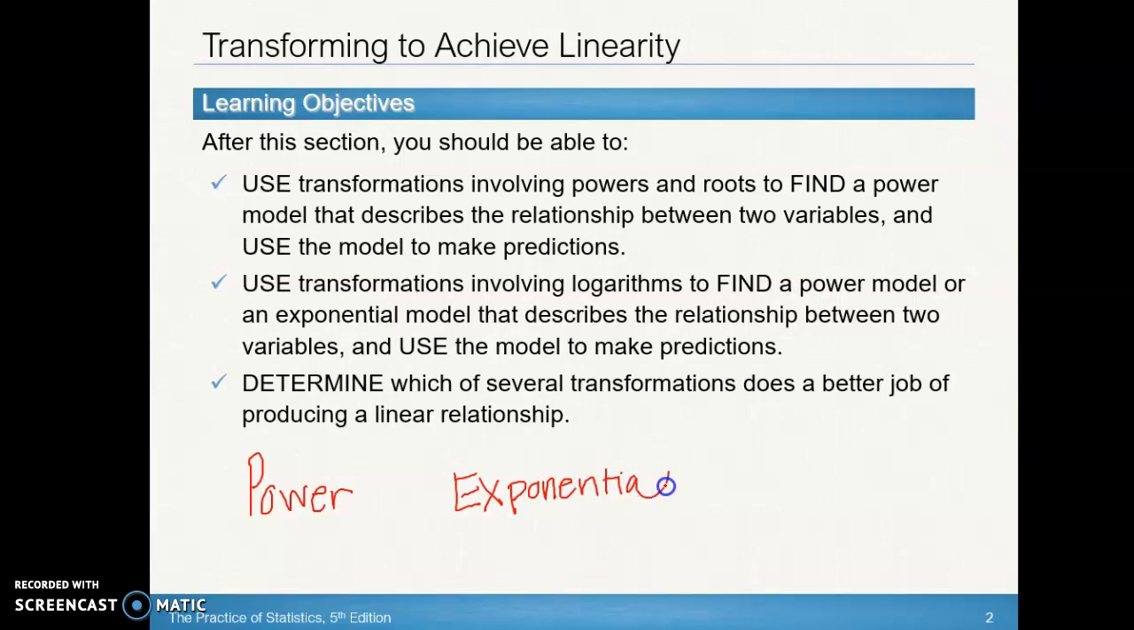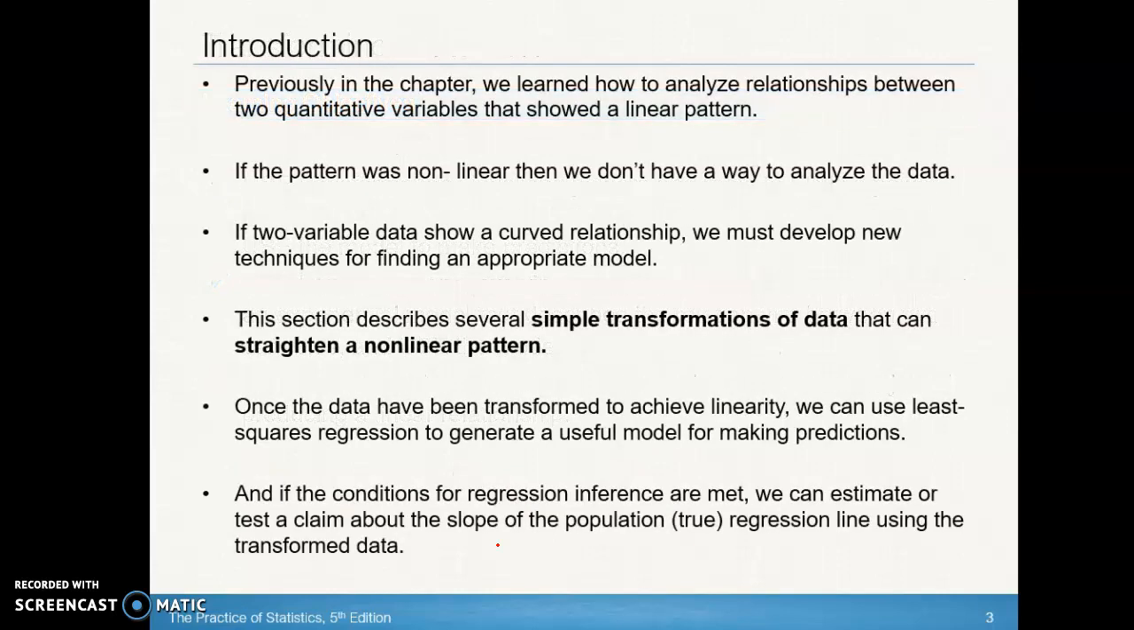One is going to be called a power function, and the other one is going to be an exponential function. We are going to take the power and the exponential functions and transform the data in order to make it linear so that we can make predictions about future response variables. All right, so previously in this chapter, we learned how to analyze relationships between two quantitative variables that showed a linear pattern. In statistics, we are only dealing with linear patterns.